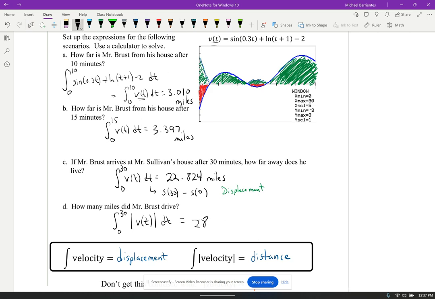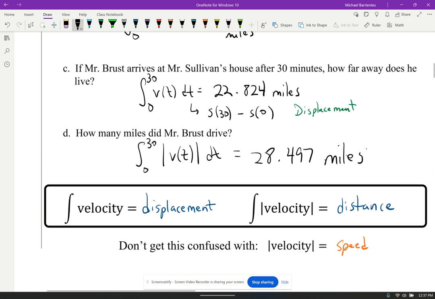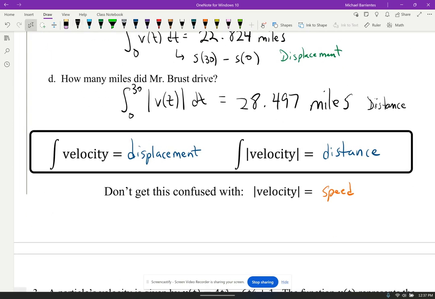28.497. 28.497 miles. So he actually drove that many miles, even though his house is only 22.824 miles from Mr. Sullivan's. And the reason is he wandered off, got lost, maybe he had some other errands to do, I don't know, but it wasn't a straight shot from there to there, right? So this tells me the total distance that he actually traveled. So big idea on the bottom of this paper, the difference between displacement, which is just the integral of velocity, versus total distance, which is the integral of the absolute value of velocity.